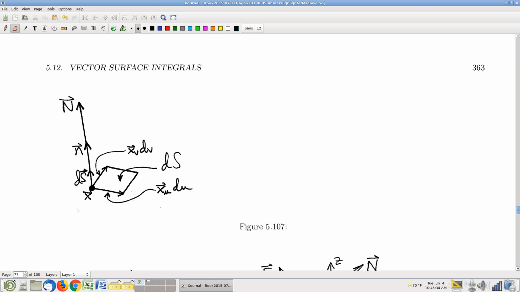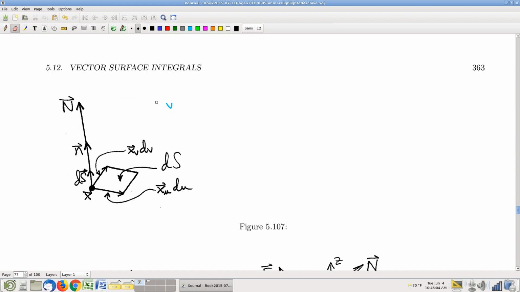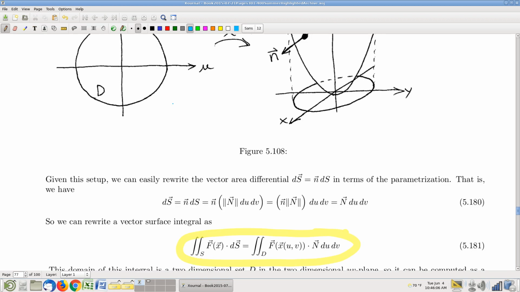And then there's this capital N vector that we talked about way back when we were talking about scalar surface integrals. That's just a shorthand. This capital N was x_u cross x_v. All right, let's do it like that. So here are all the objects in play. Okay. All right. So here's a nice related calculation.